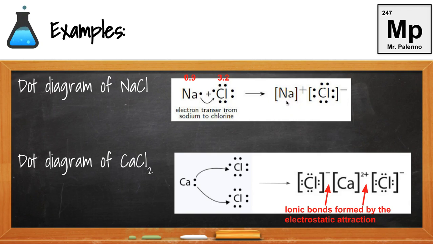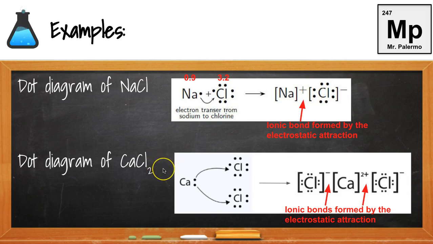Now, what forms the bond? Because in a covalent bond, they were sharing these electrons. It was equal pull holding them together. Well, what's holding these things together is this positive and negative charge. This is an ionic bond. It's an electrostatic attraction between these 2 charged particles.